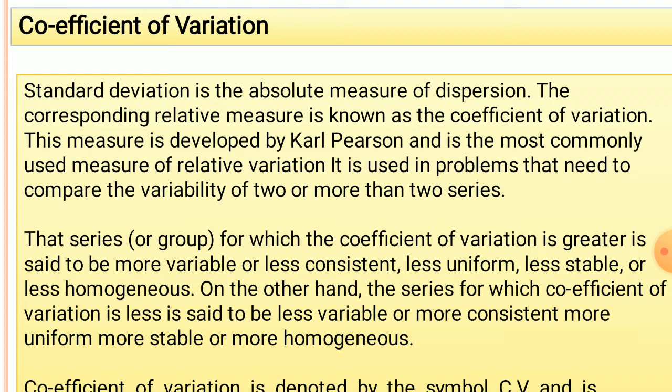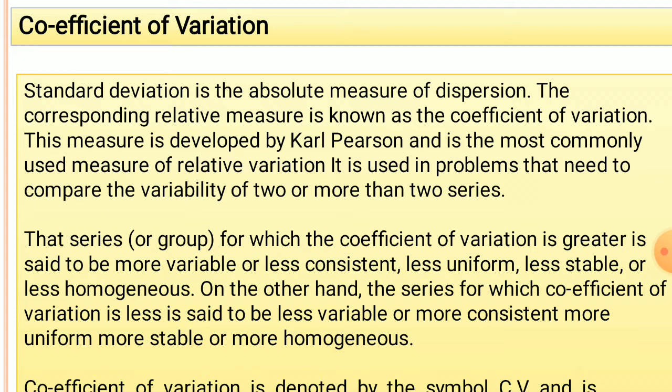So this measure is developed by Karl Pearson, and it is the most commonly used measure of relative variation because the coefficient of variation is to be used to compare the variability of two or more than two series. We use the coefficient of variation for comparison purposes.